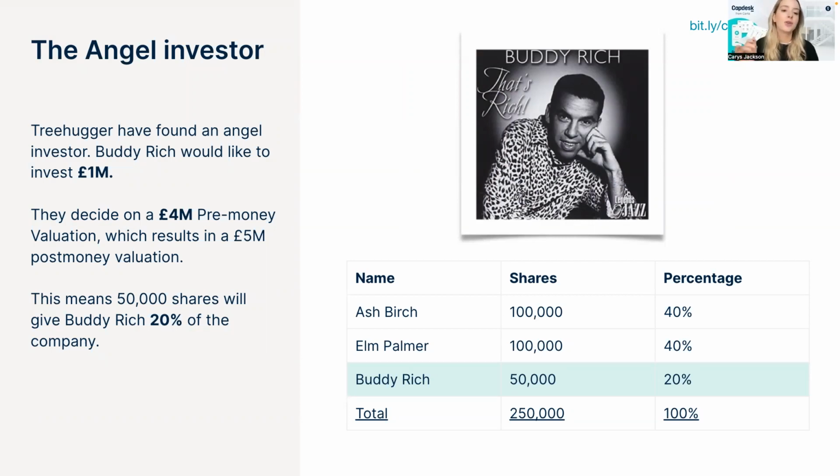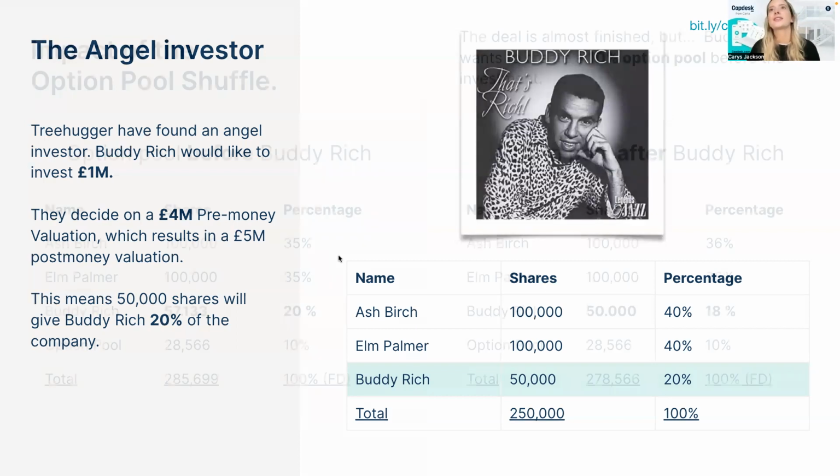Hence, in this case, the nominal value has gone up. So Buddy Rich has invested £1 million into the company. Therefore, the post-money valuation has reached 5 million. So Ash and Elm, they're new to the business. They're about to close the transaction. They're very impressed with themselves. They've got their first angel investor on board, £1 million they can use to scale their tree technology. However, Buddy Rich is a smart investor and he suggests something different.